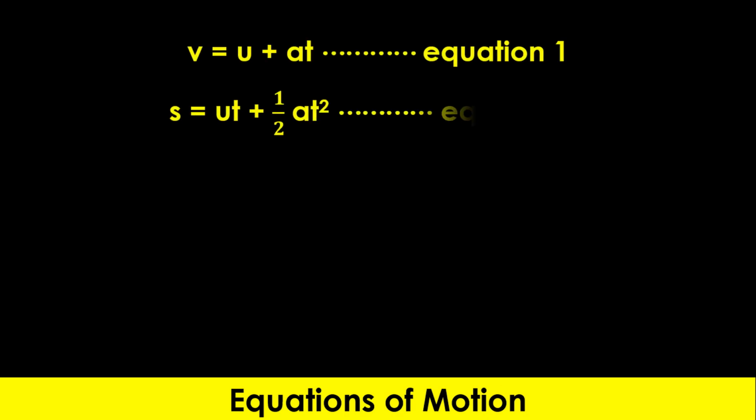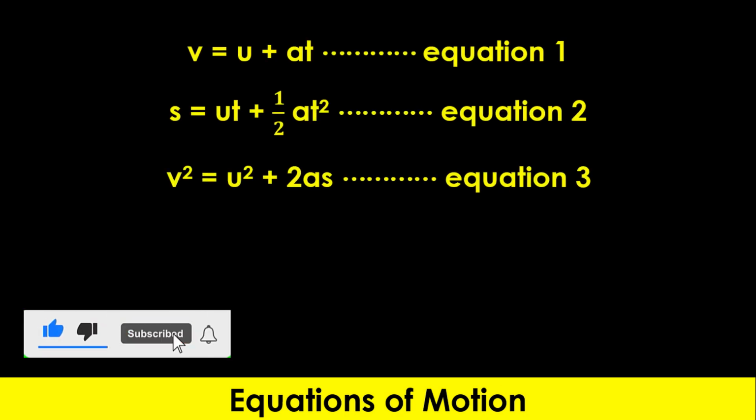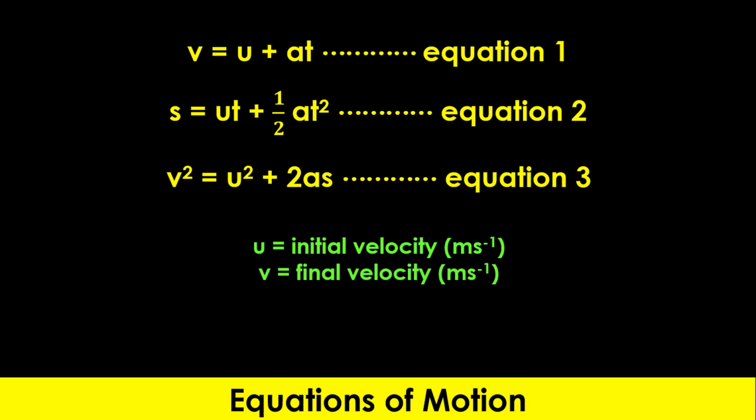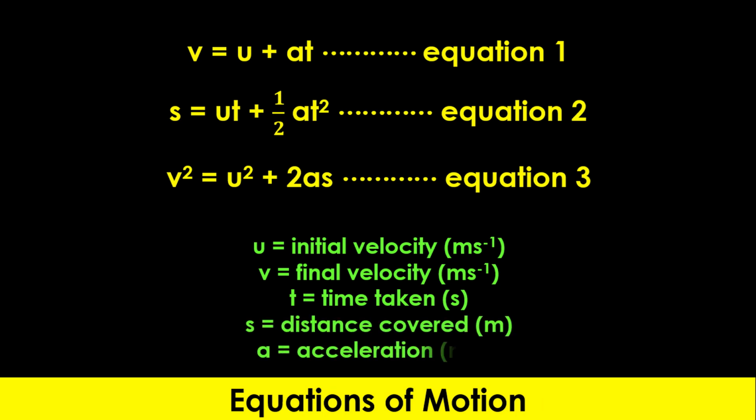In studying vertical projectile motion, we will be applying the basic equations of motion, especially those that have to do with acceleration, as displayed on the screen, where u is the initial velocity in meters per second, v is the final velocity in meters per second, t is the time taken in seconds to cover a given distance, s is the distance covered in meters, while a is acceleration in meters per second squared.